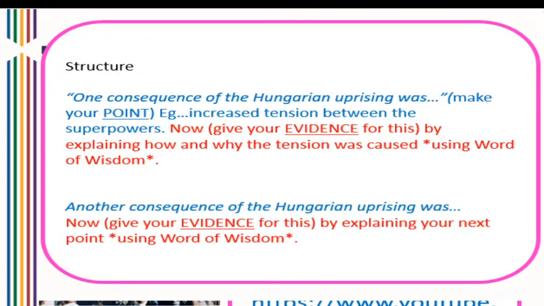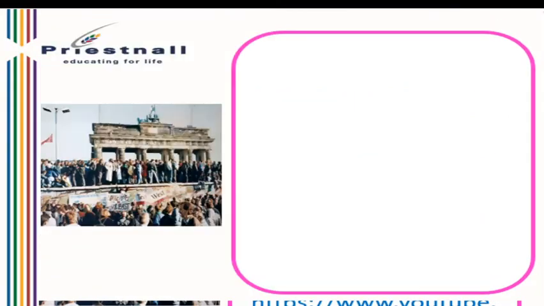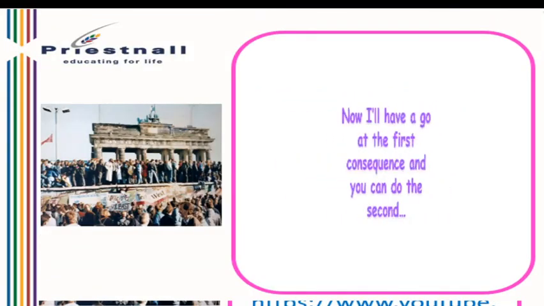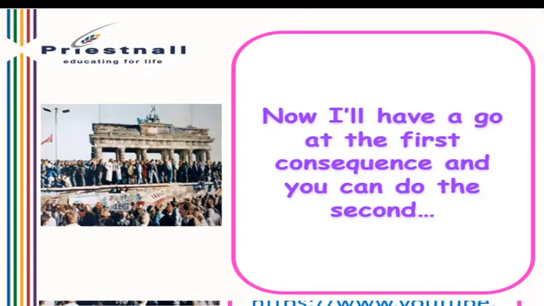Okay, then again, repeat it. Another consequence of the Hungarian uprising was... Make sure your 2 consequences are completely different as well, and don't try and repeat yourself. So I'll have a go then at the first consequence to show you how it's done. Then you can pause the video, have a go at the second one before I show you an example.